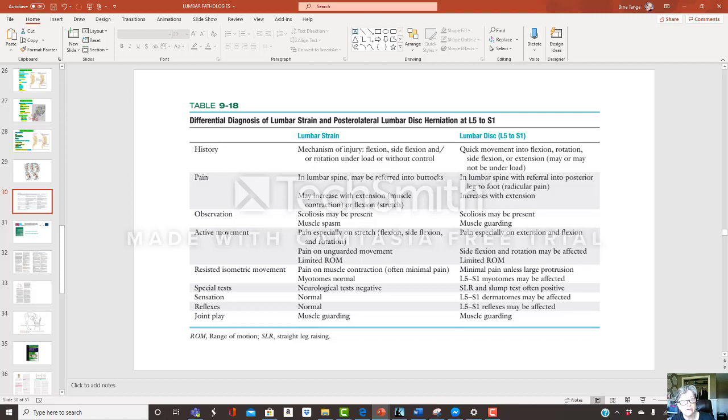Reflexes, lumbar strain, they are normal. With a lumbar disc, L5S1 dermatomes may be affected. Oh, no, that's sensation. Reflexes, L5S1 reflexes may be affected. Joint play, lumbar strain, you'll have muscle guarding, and with lumbar disc, you'll also have muscle guarding.